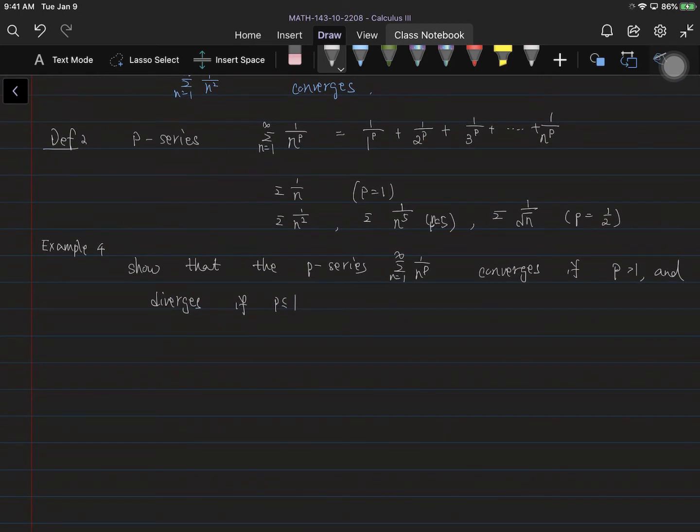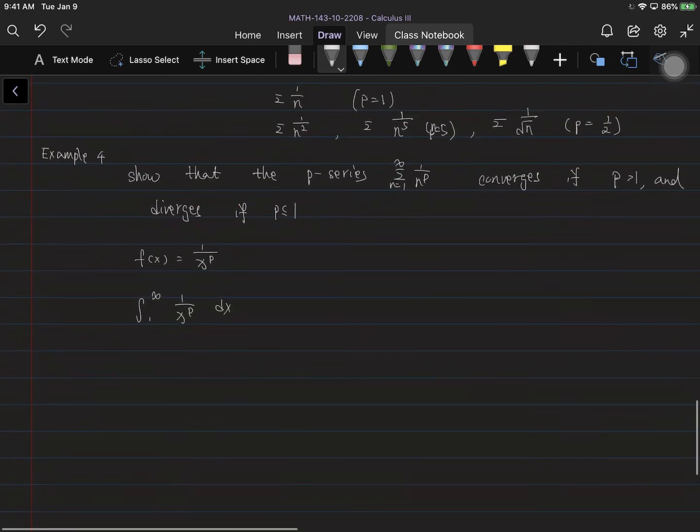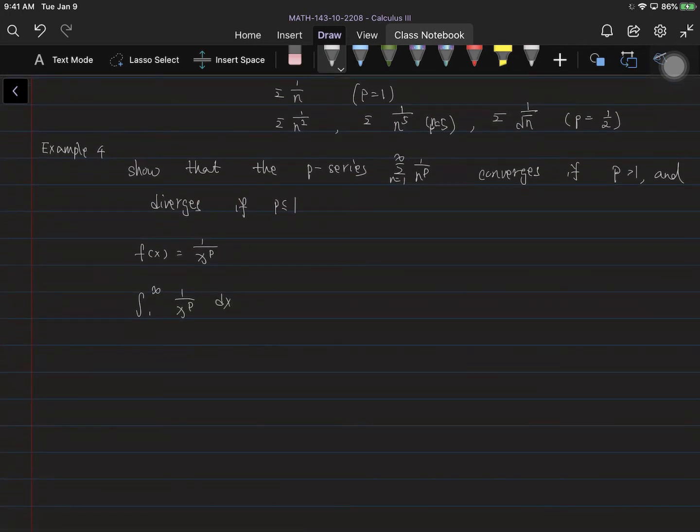I'm going to show you how to tell whether a p series converges or diverges by using the integral test. Same thing: first step, we set up our function, x to the p. And then we set up our improper integral. So n starts from 1, and here our integral also starts from 1, 1 over x to the p dx. Now solve this integral.